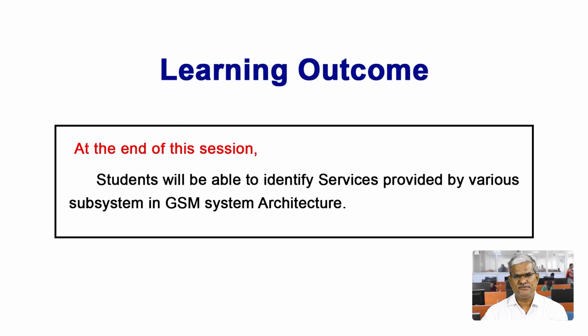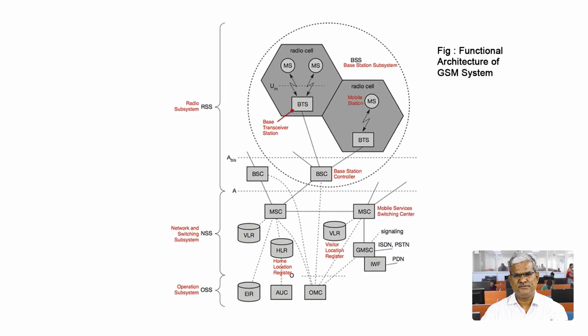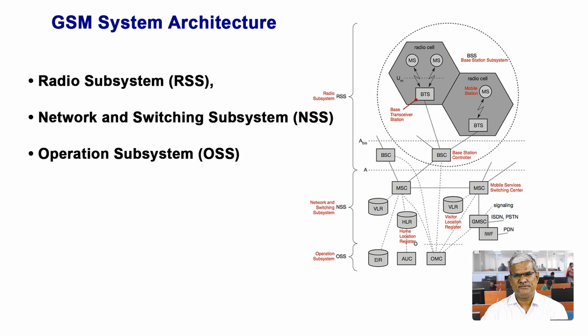Today we are going to discuss about GSM system architecture. At the end of the session, students will be able to identify services provided by various subsystems in GSM system architecture. The diagram shows the functional architecture of GSM system architecture. GSM system architecture is divided into three main components, that is radio subsystem, network and switching subsystem, and operation subsystem.